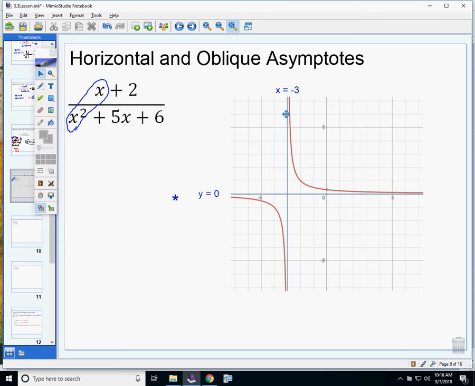We get a vertical at x equals -3. We get a horizontal at y equals 0. Notice that when you divide x with x squared, you're still left with an x on bottom. Or in other words, x goes into 1 0 times.